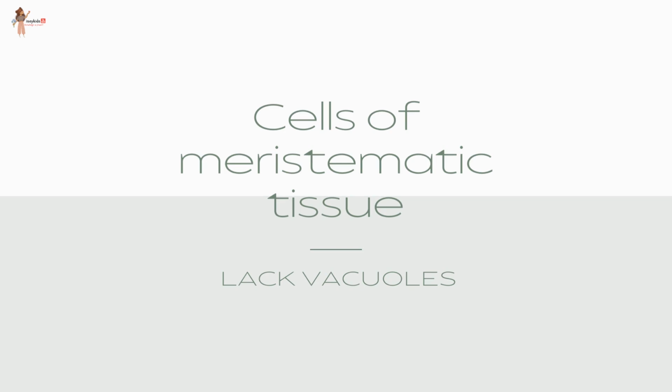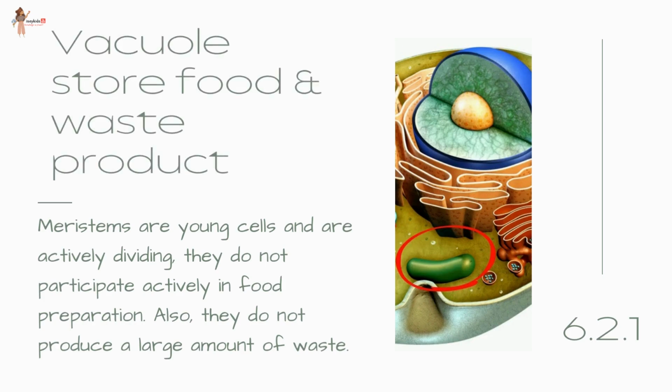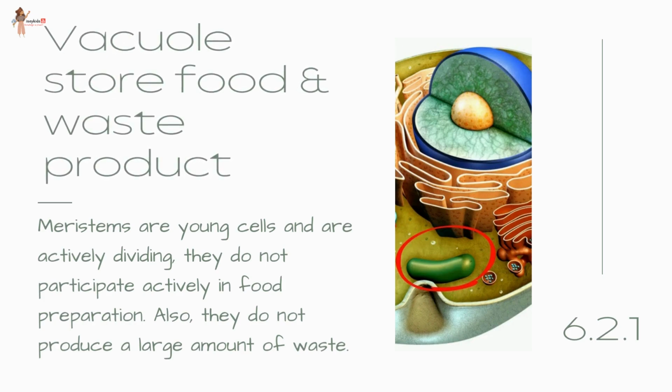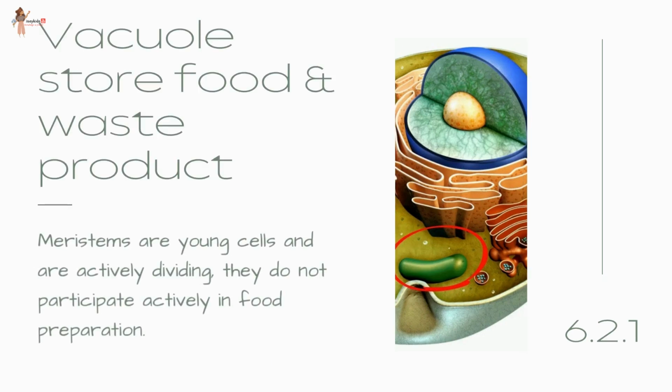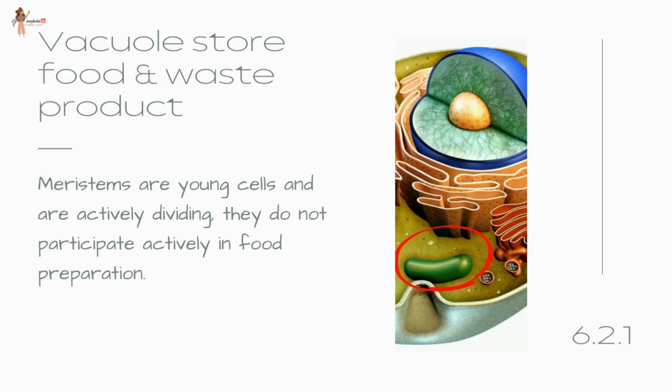They lack vacuoles. Can we think why they would lack vacuoles? The purpose of a vacuole is to store food and waste product. Since meristems are young cells and are actively dividing, they do not participate actively in food preparation. Also, they do not produce a large amount of waste. Hence, they don't need vacuoles.